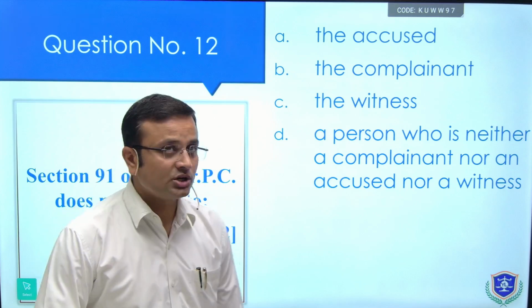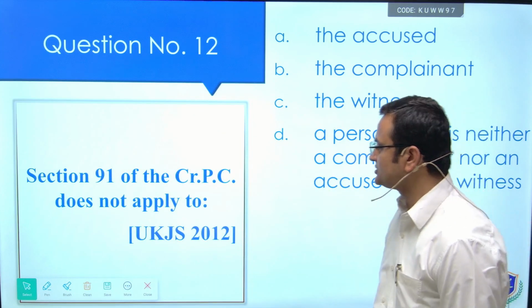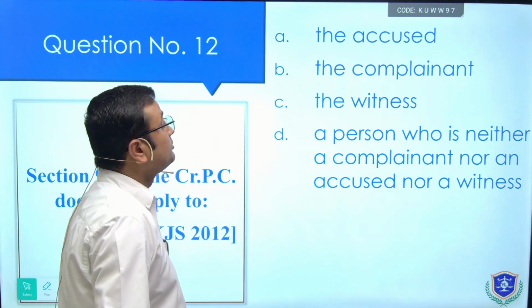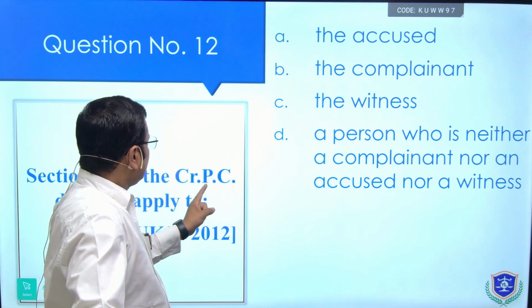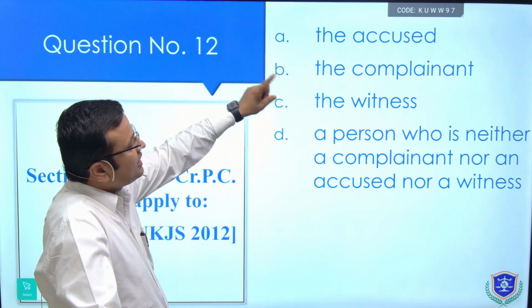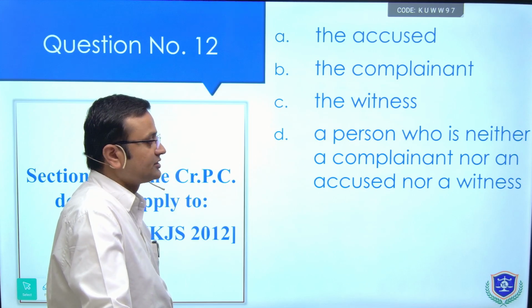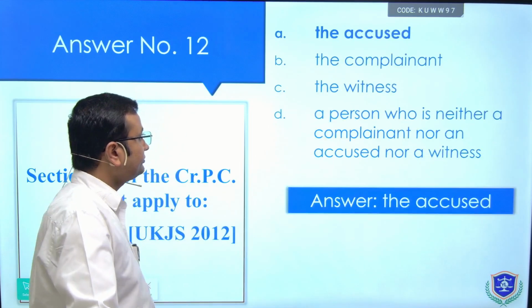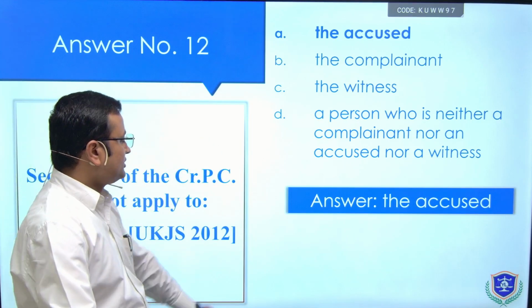Let us see the next question, that is question number 12. Section 91 of the CrPC does not apply to, it has been asked in 2012 of Uttarakhand Judiciary exam. Options are: section 91 does not apply to the accused, to the complainant, to the witness, a person who is neither a complainant nor an accused nor a witness. Let us see the answer. The answer is the accused. Option A. Now, why?